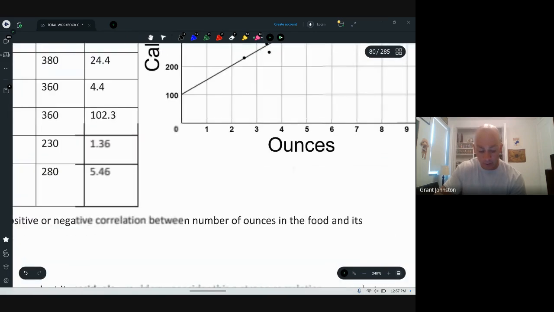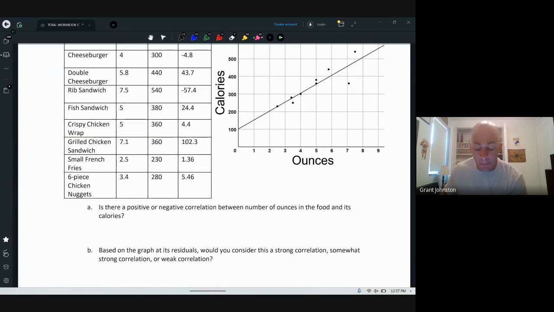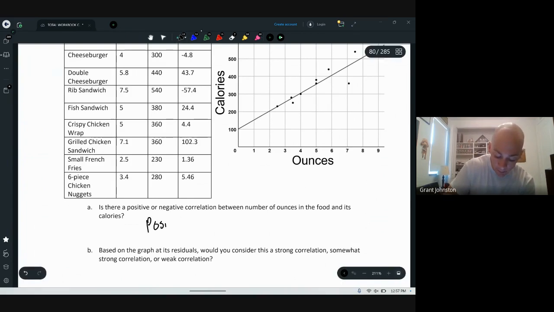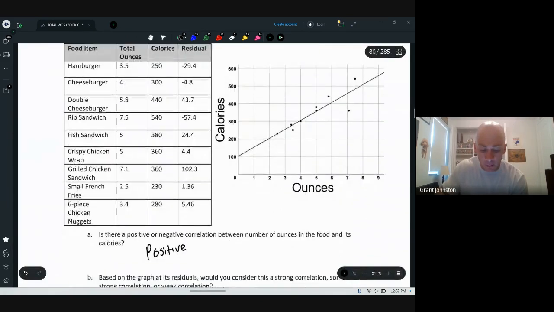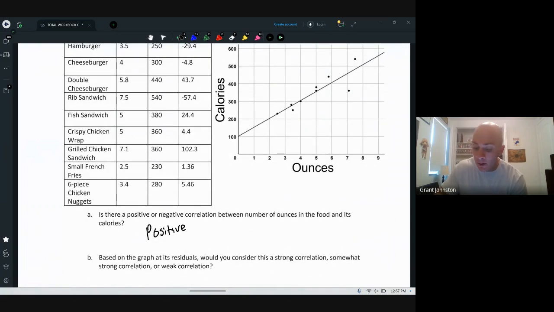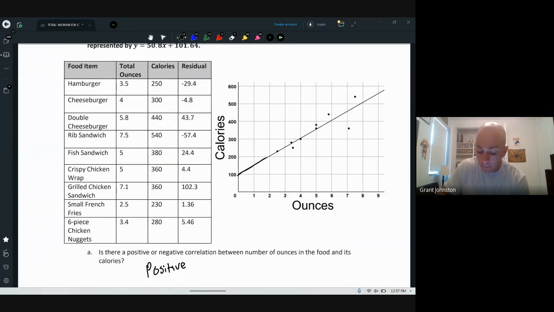Okay. So A says, is there a positive or negative correlation between the number of ounces in the food and its calories? Positive. Of course, the more ounces in the food, the more calories it's going to have. Look at the line. It's going up. It's a positive slope. There's a positive correlation. Don't overthink these. This is a lot of just analysis. Not much math here. It's positive.